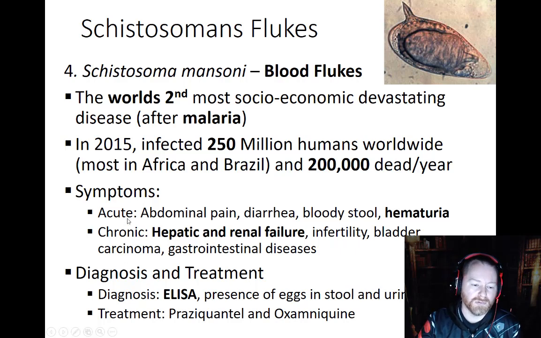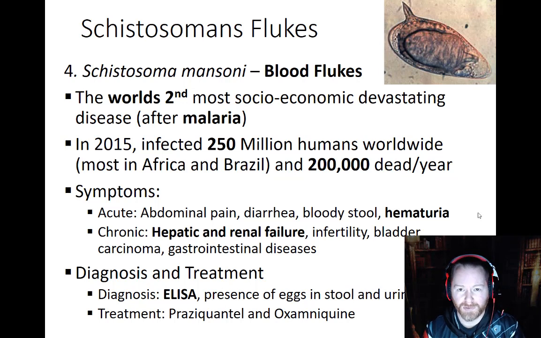So what are the symptoms of this? Abdominal pain is a cute one, diarrhea, having blood in your stool, hematuria, which is blood in your urine. So you want to watch out for those things. Some of the chronic diseases are hepatic and renal failure. So hepatic is liver, renal is kidneys. So your kidneys and your liver start shutting down, which is not a fun way to go.